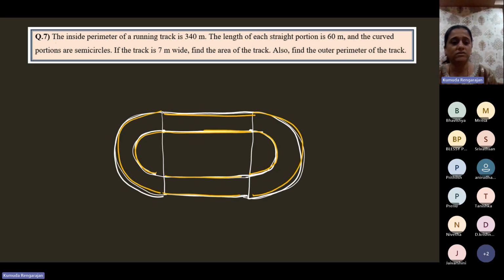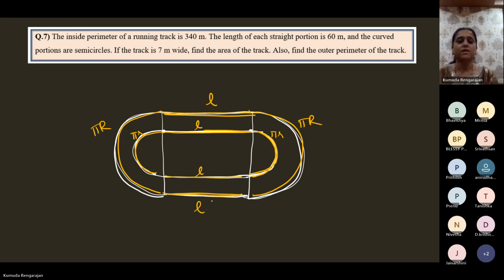Okay. So what is given? The inside perimeter of the running track is 340 meters. Supposing we call this L, and this one will be pi r because it is a semicircle. 2 pi r is a circle, pi r is a semicircle. The outer ones will be pi capital R, pi capital R. This is again L. This is also L. Now the inside perimeter will be L plus pi r plus L plus pi r, equal to 340.